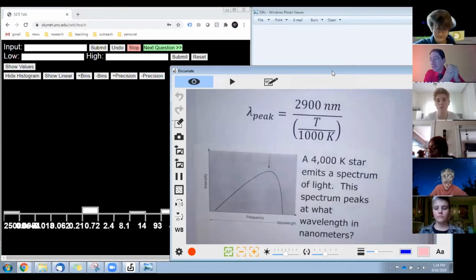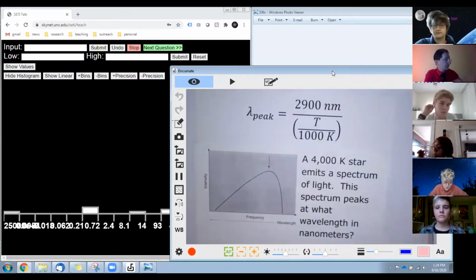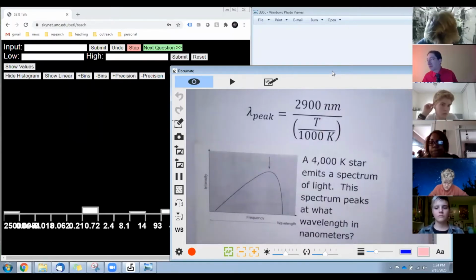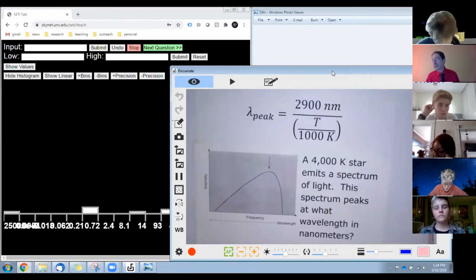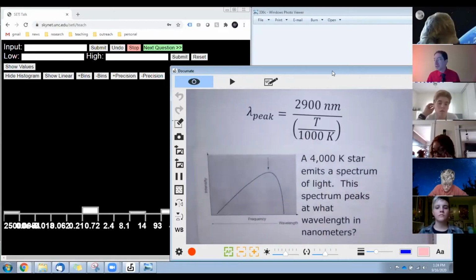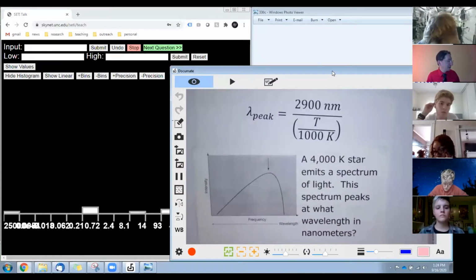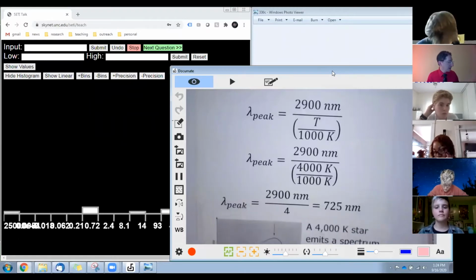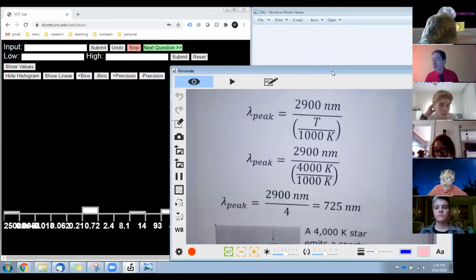It's the same equation as 0.29 centimeters divided by the temperature in Kelvin. Here I've just changed the units to nanometers, since often light, wavelengths of visible light anyway, are measured in nanometers. And often with, for example, stars, we tend to measure them in thousands of Kelvin. So this should be easier, faster to use, fewer unit conversions. So in this case, you're just plugging in 4,000 for the temperature. So you're talking about 2,900 nanometers divided by 4, which is 725 nanometers.